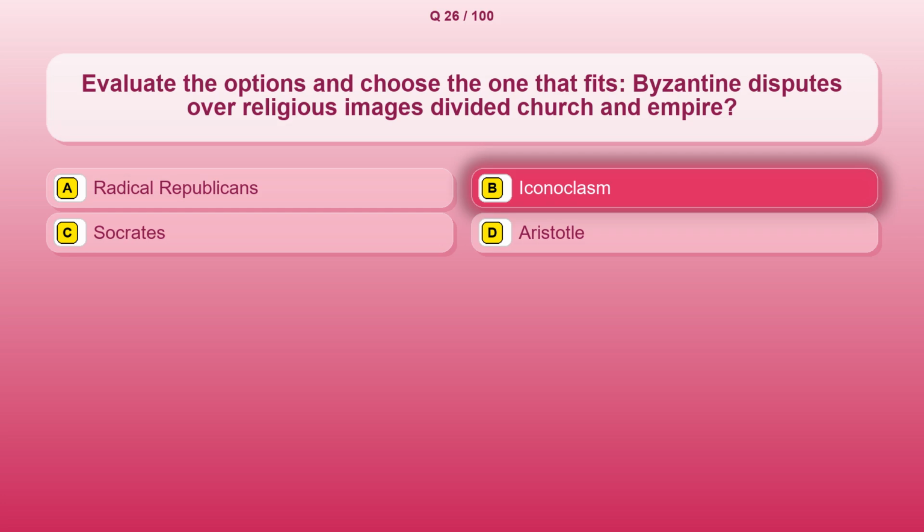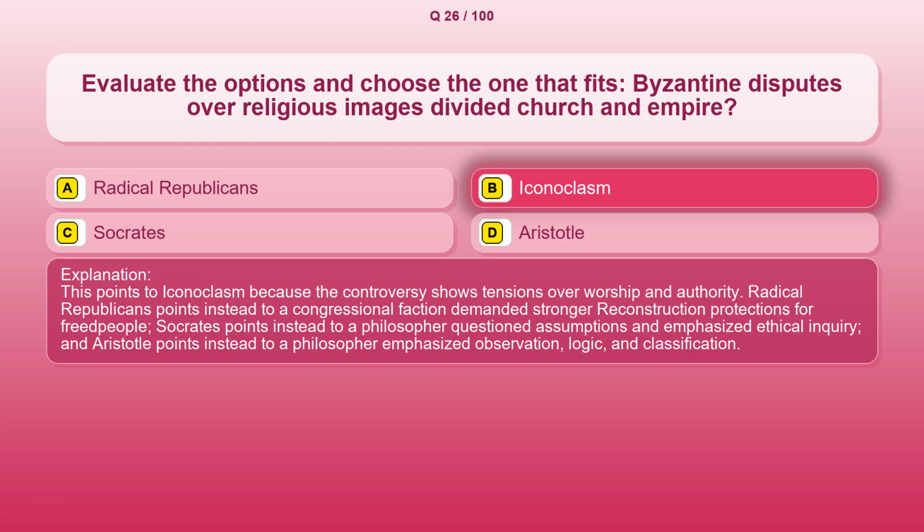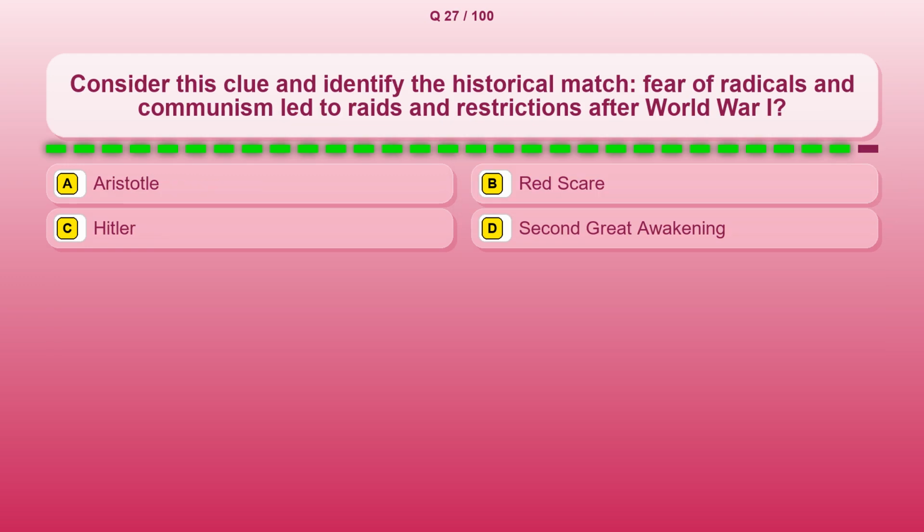The correct answer is option B, iconoclasm. This points to iconoclasm because the controversy shows tensions over worship and authority. Radical Republicans points instead to a congressional faction demanded stronger Reconstruction protections for freed people. Socrates points instead to a philosopher questioned assumptions and emphasized ethical inquiry, and Aristotle points instead to a philosopher emphasized observation, logic, and classification.